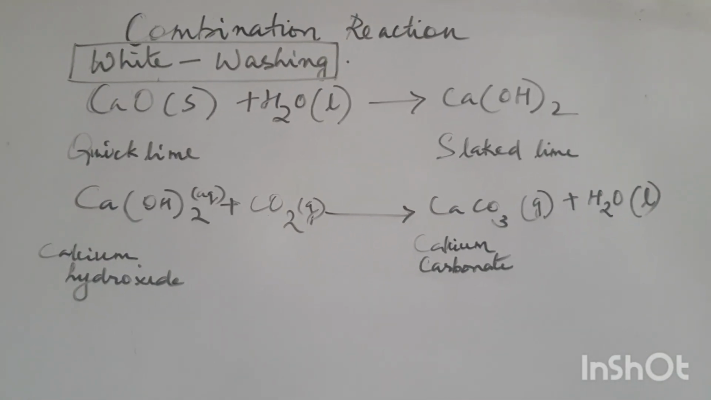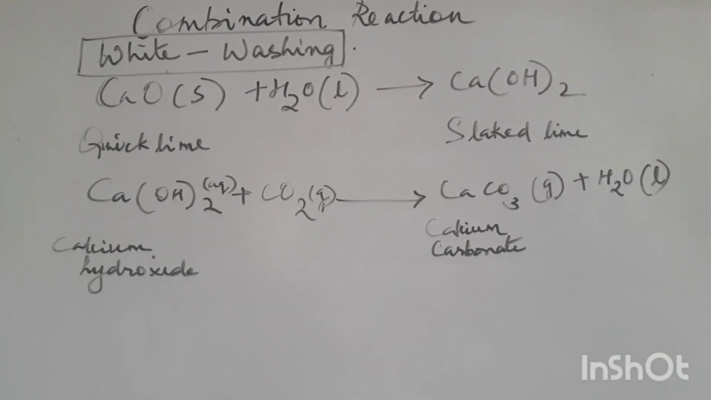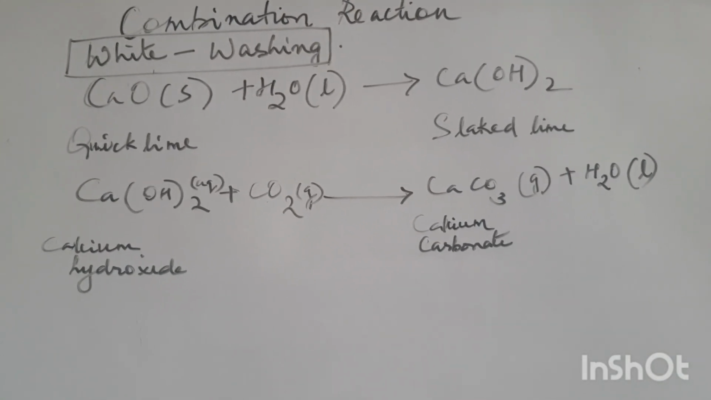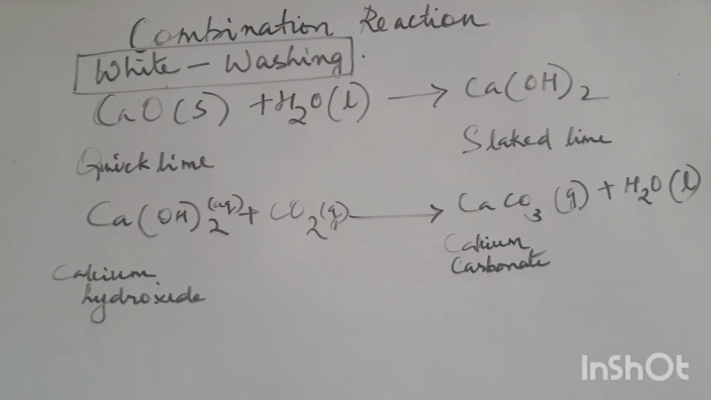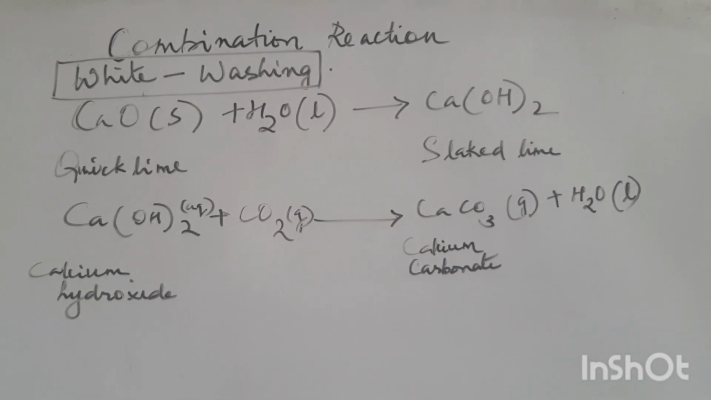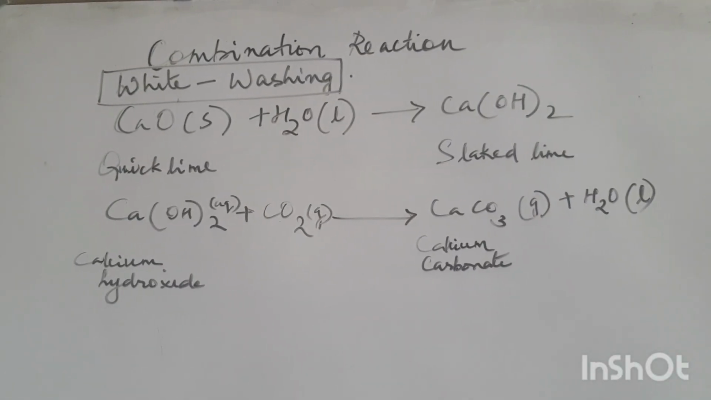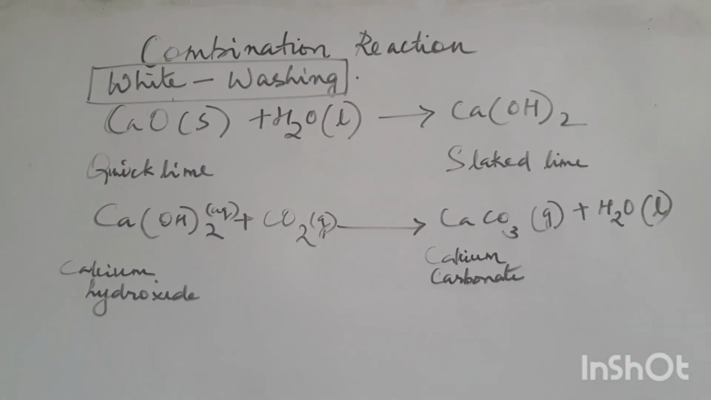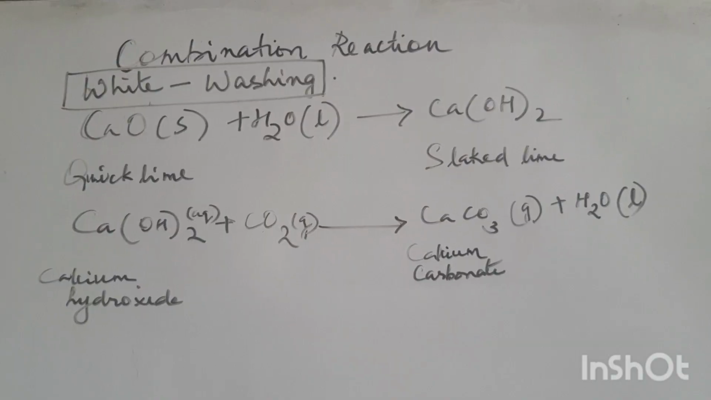So during whitewashing, what they do is they take the powder calcium oxide, mix it with some amount of water, and you will get slaked lime, that is calcium hydroxide. And when you touch it, you can feel that it is slightly warm. That means it is exothermic. Some amount of heat is being produced.